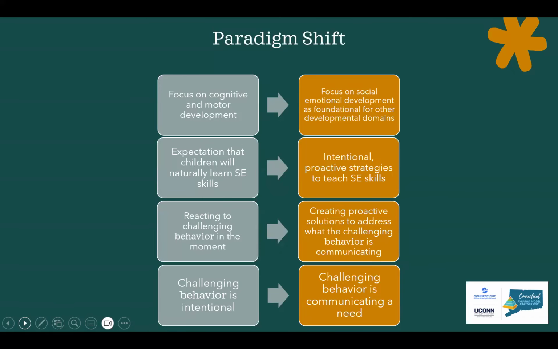The third sort of paradigm shift opportunity is that most adults, unless they have the opportunity to be trained and coached in pyramid model, are reacting in the moment to challenging behavior. And again, if you think about challenging behavior as communication, we need to sort of decode what that behavior is communicating. And so the shift that pyramid offers is that it creates a proactive solution to address what the challenging behavior is communicating. It's more effort on the front end to either significantly reduce or sort of not have that behavior happen at all, rather than responding to the consequence or the fallout of the behavior in the moment and after.